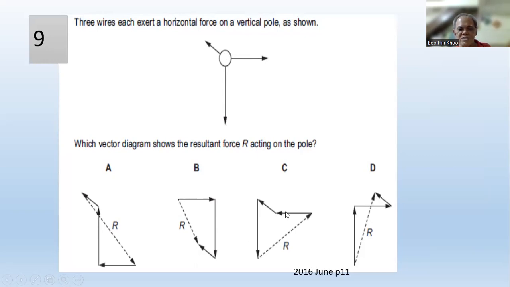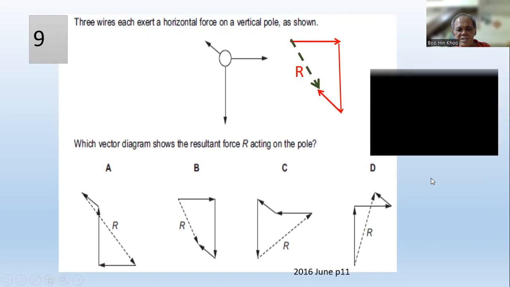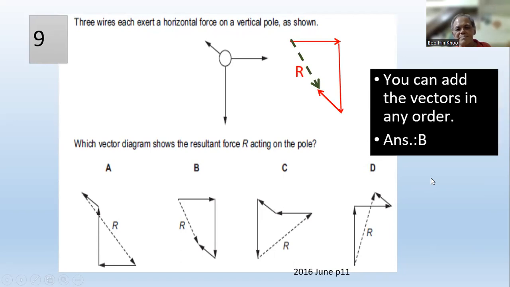Oh, this one is wrong direction, no need to check anymore. This is correct, that one is correct. But it should be going down that way, coming down that way, not going up. So you can draw yourself. As a resultant, the answer is B.